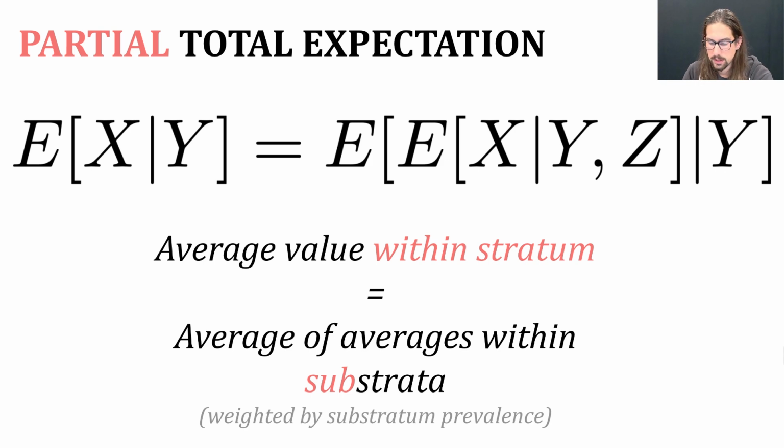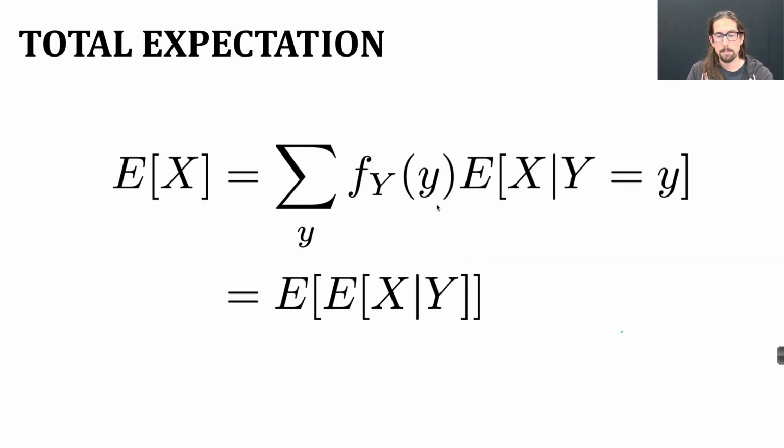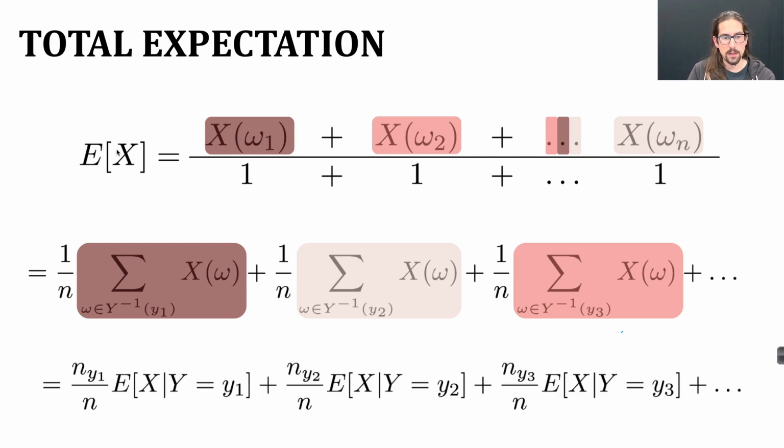And you can also do this if you've already conditioned. So if you have your average value within a stratum of the population, that's the average of averages within substrata. And now you just have to weight by the substratum prevalence. What I mean by weighting is that here is the population average, and these are the subpopulation averages, right? So you're not just adding them together. They're weighted by the prevalence of these different subpopulations.